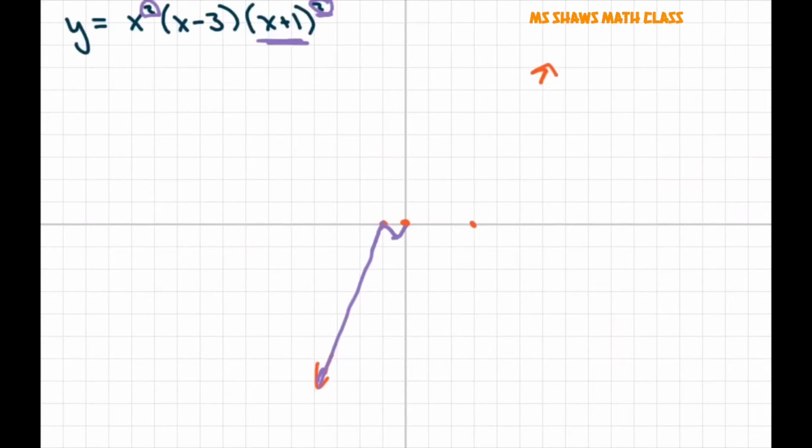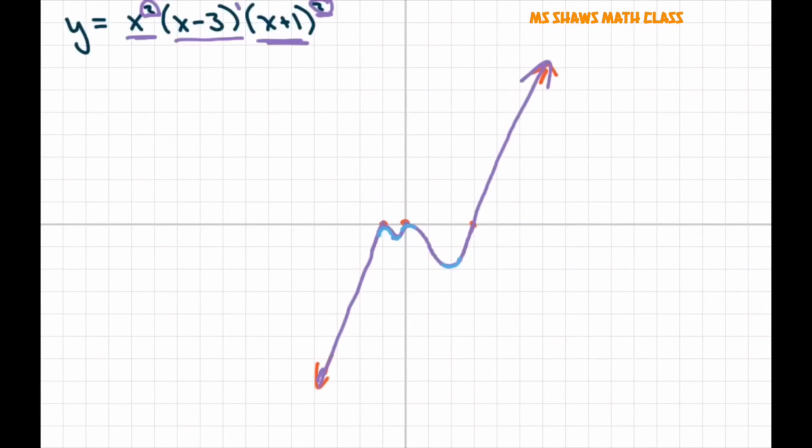Now, when I get back to 0, which was this piece, we also have an even multiplicity, so I can't cross. So I have to make a U-turn and come back. Then we're going to hit 3. 3 has a multiplicity of 1, so it can cross. And there we end. Let's see how many turning points we had. 1, 2, 3, 4. We did have 4 total turning points for this.